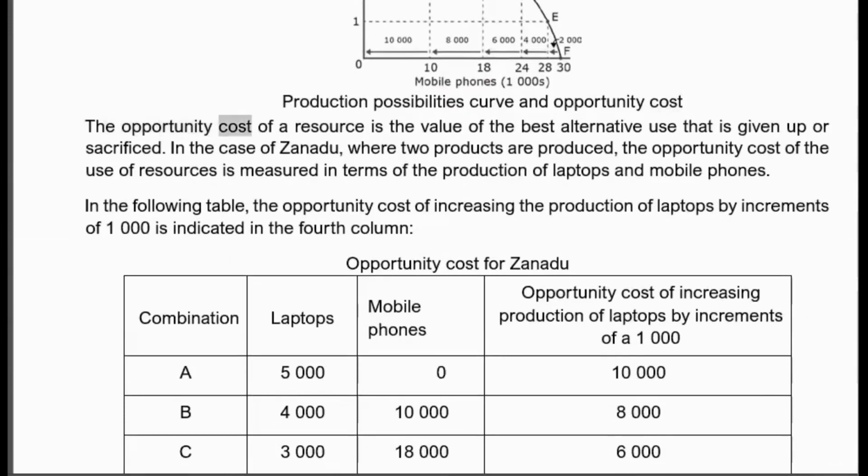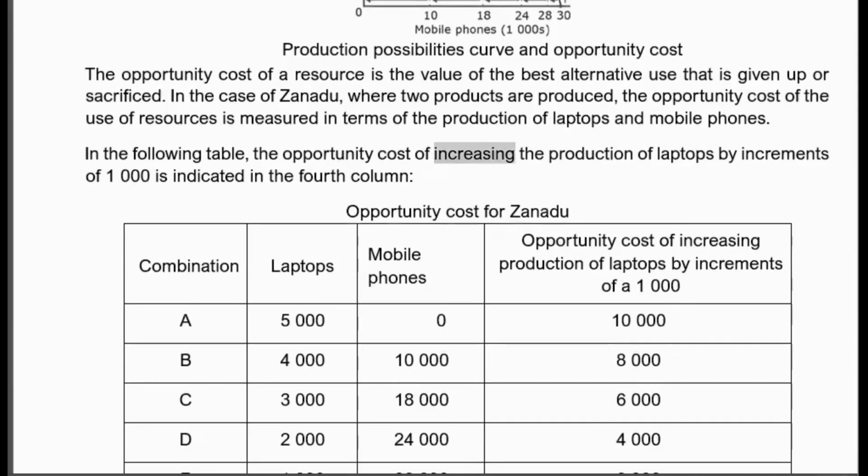The opportunity cost of a resource is the value of the best alternative use that is given up or sacrificed. In the case of Xanadu, where two products are produced, the opportunity cost of the use of resources is measured in terms of the production of laptops and mobile phones. In the following table, the opportunity cost of increasing the production of laptops by increments of 1,000 is indicated in the fourth column.